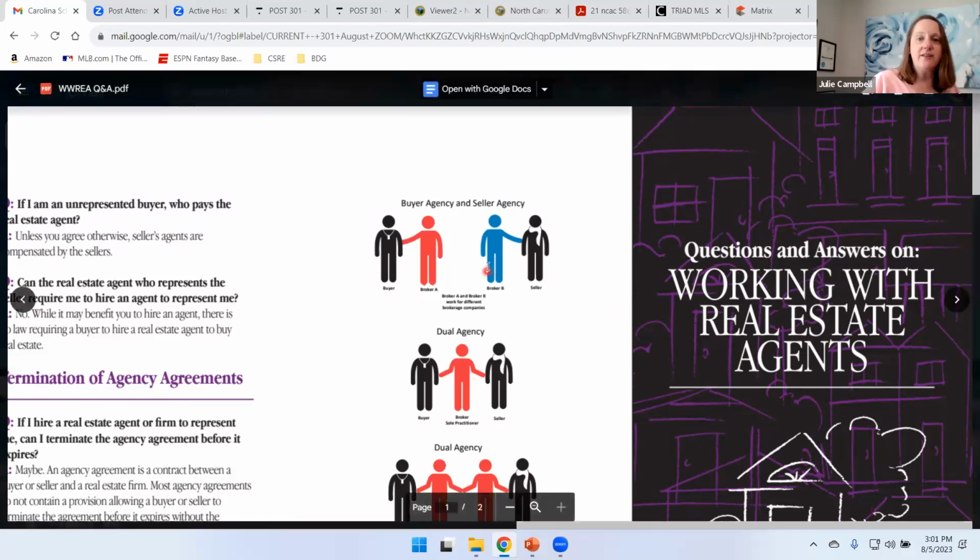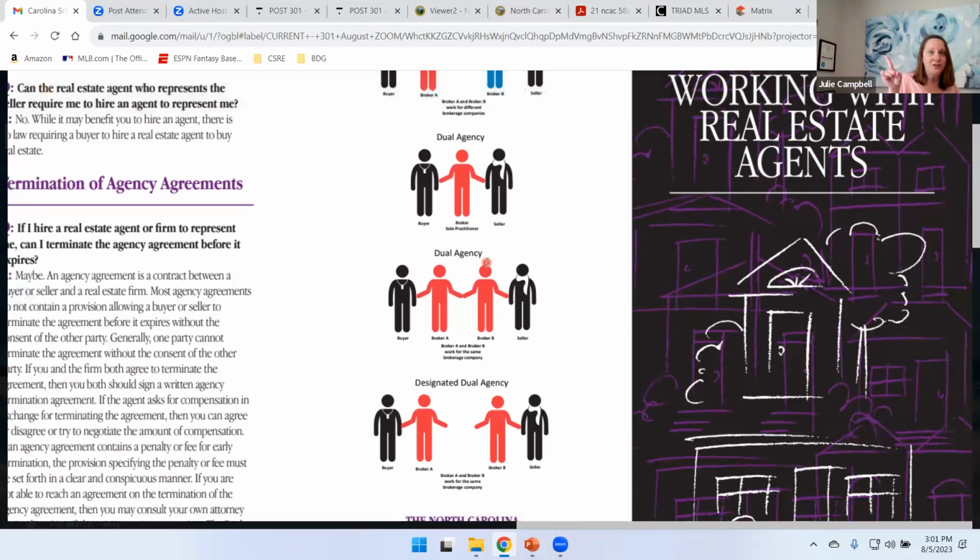Then we get into dual and designated. And note, now we're just down to one firm. Now we're just dealing with the red firm. So the red firm dual agency can look one of two ways. Dual agency can be one broker working with both buyer and seller. Or in dual agency, you may have one broker working with the buyer, a different broker working with the seller.